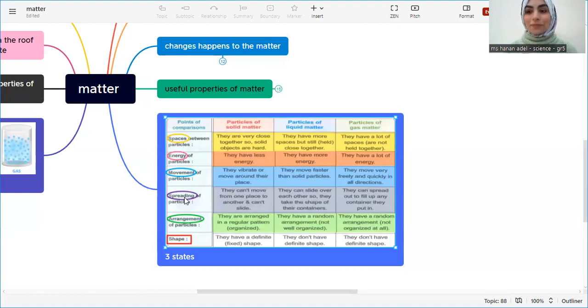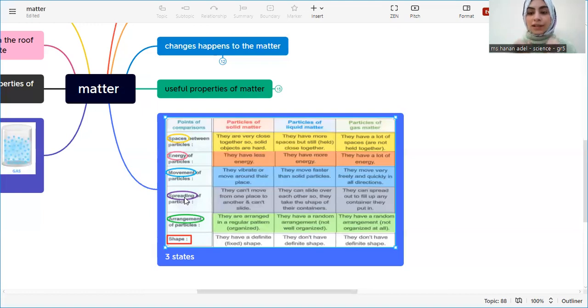For spreading, if I have something solid and put it in any container, it will not move, so it will not spread. The particles are together, so it will not spread. But for the liquid, if I pour some liquid in my hand or on the ground, it will move a little bit. The particles will slide over one another.